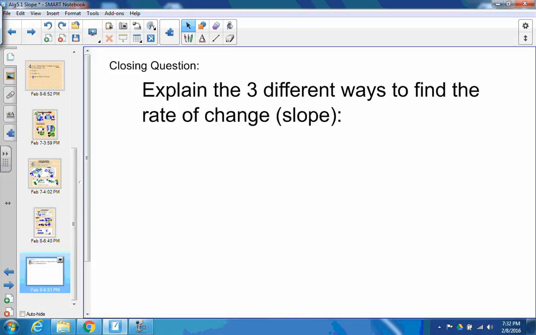So I just want to leave you with this. Explain the 3 different ways to find the rate of change or the slope.